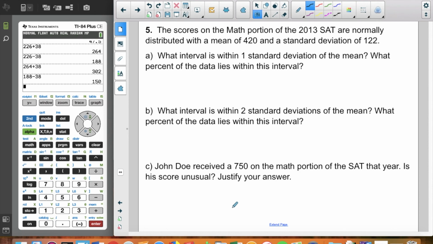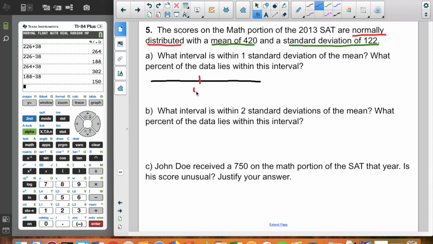All right. So let's do one more problem. It says the scores on the math portion of a 2003 SAT are normally distributed, super important, with a mean of 420 and a standard deviation of 122. What interval is within one standard deviation of the mean? What percent lies within that data? So we can use the line, we can use the other method, up to you. Let's use the line here.